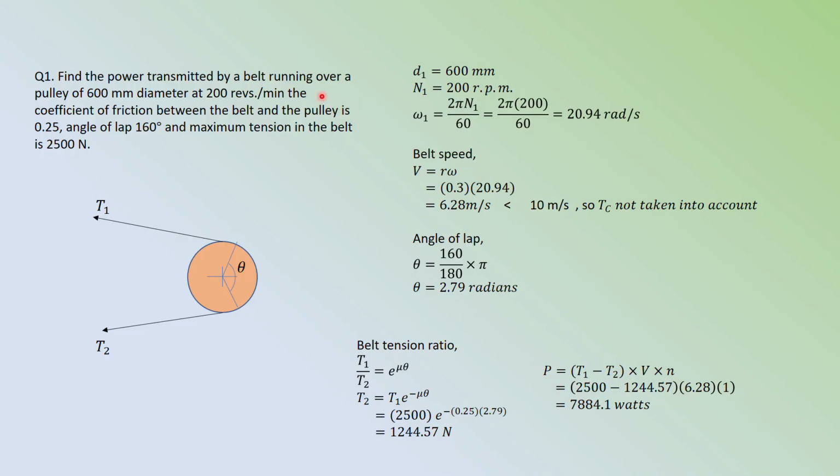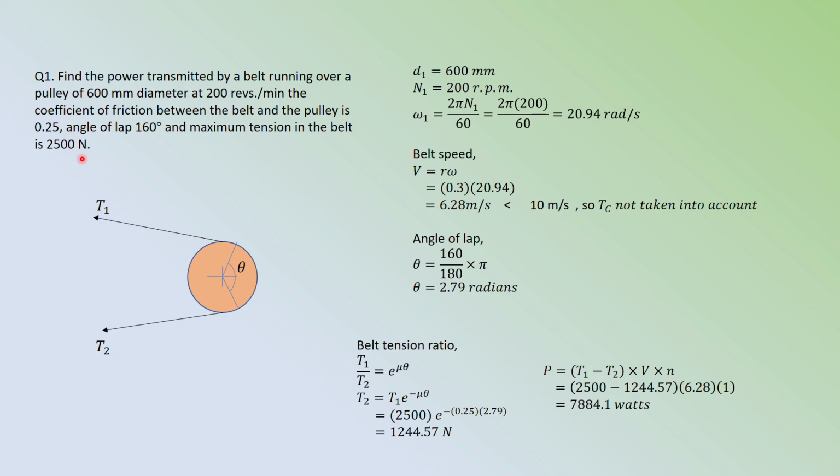So now the first question here: find the power transmitted by a belt running over a pulley of 600 mm diameter at 200 RPM, revolutions per minute. And the coefficient of friction between the belt material and the pulley material is 0.25, and the angle of lap is 160 degrees. And they have given us the maximum tension. The maximum belt tension is equal to 2,500 Newton. So this 2,500 Newton is actually the tension on the tight side. That is what we consider as T1.